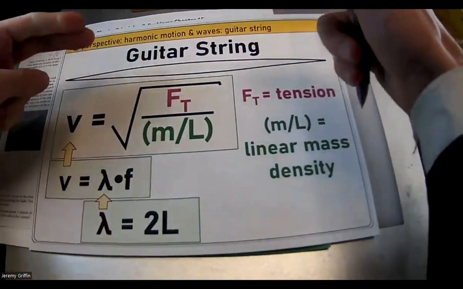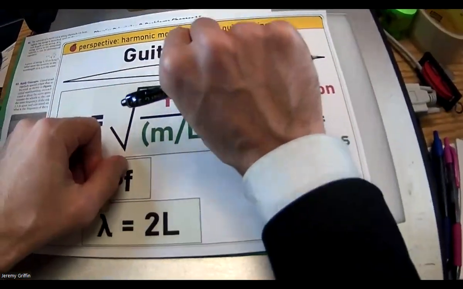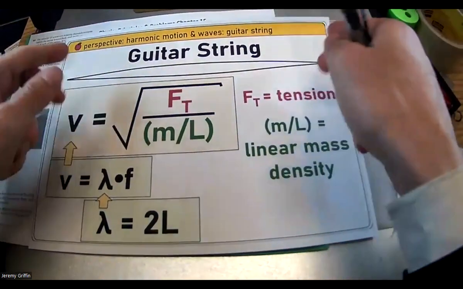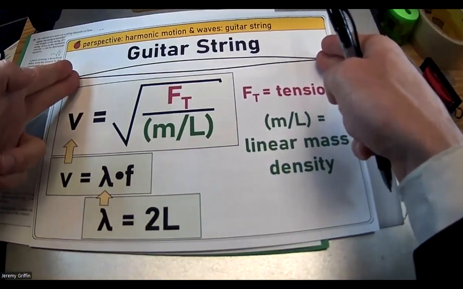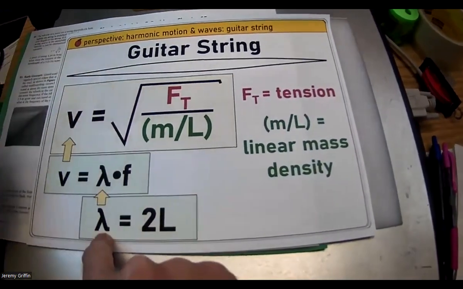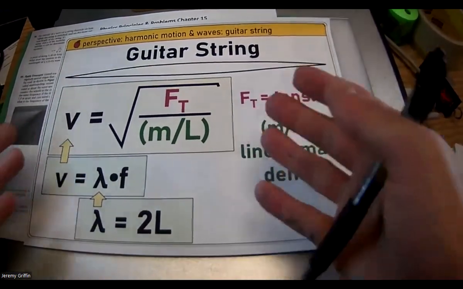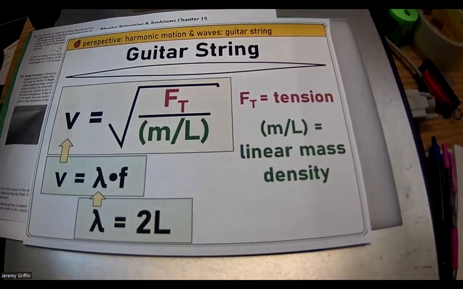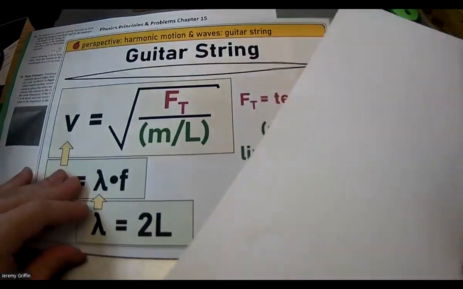And the wavelength, well, if you set up a standing wave, it looks like this. Pluck the string. You guys see this is half of a wavelength. So if you take this length and double it, that gets you to the actual wavelength, right? Okay. And so all we have to do is just pop all these pieces together.